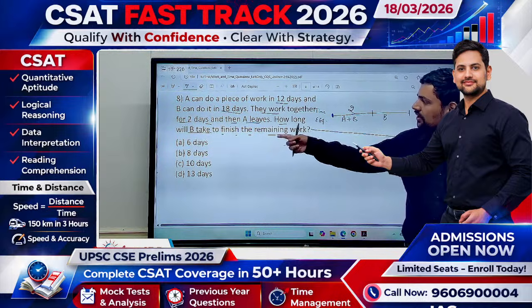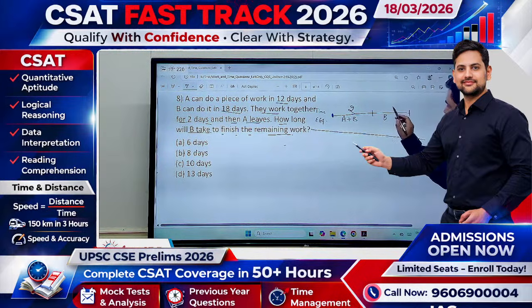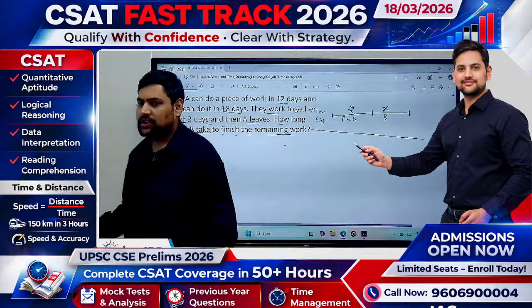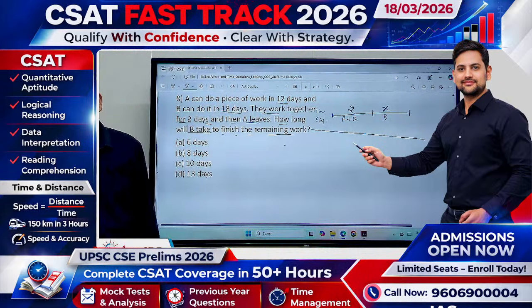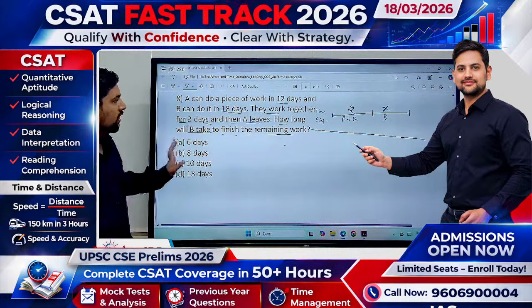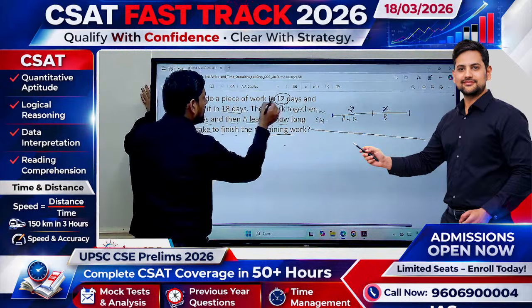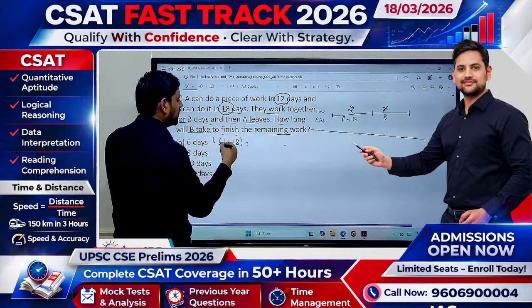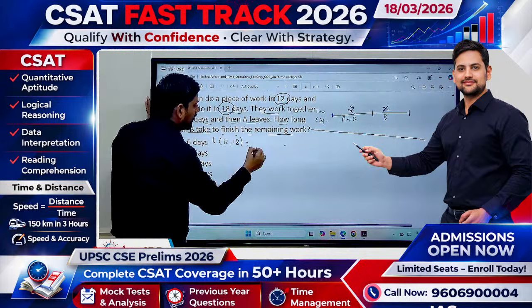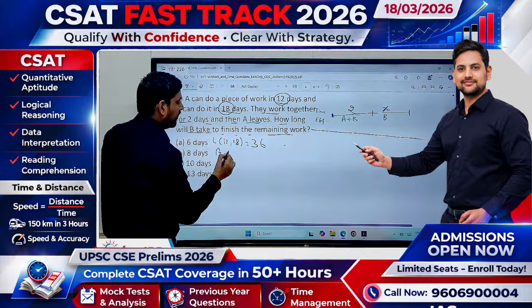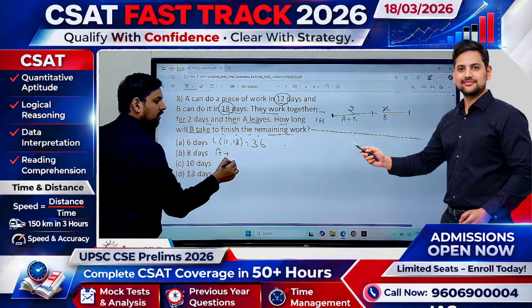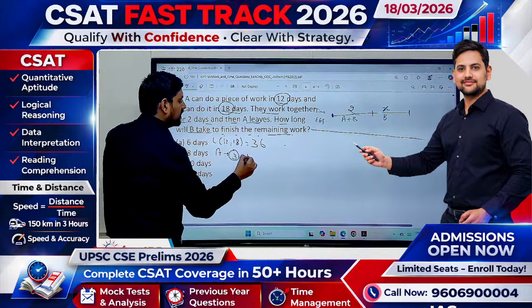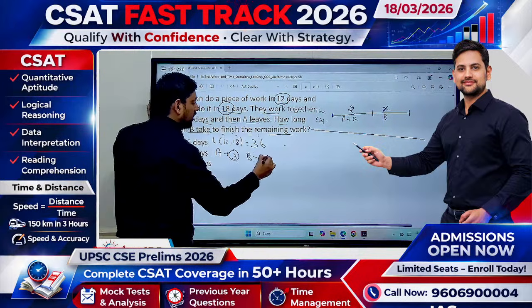Now it says how long will B take to finish the remaining work? This we don't know. This is X. Now, can we get the values of A and B? For that, the process is exactly the same as before. A can do it in 12 days, B can do it in 18 days. So take the LCM of 12 and 18. What will be the LCM? 36. Then the efficiency of A will be 36 by 12, which is 3. The efficiency of B will be what? 36 by 18, which is 2.